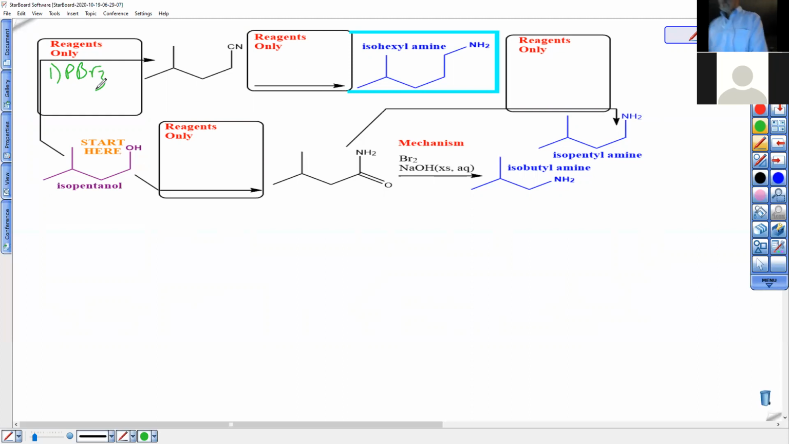PBr3 puts a bromine where you used to have the hydroxyl group. In step 2, KCN. How about another polar aprotic solvent? Optional, you don't have to show the solvent. Dimethyl sulfoxide is a good polar aprotic solvent for the SN2 reaction that you want to do in step 2. How do we reduce a nitrile to a primary amine? We have options.